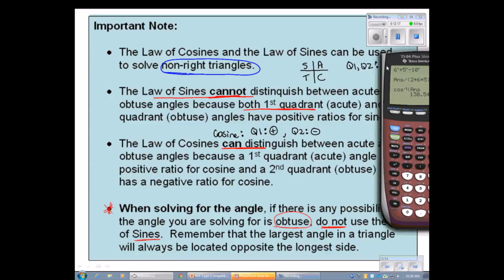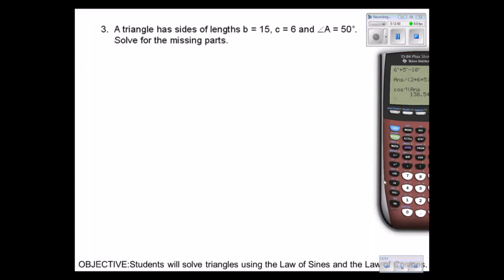Well, how are you going to know if it's obtuse? From geometry. Remember that the largest angle in a triangle will always be located opposite the longest side. Largest angle across from longest side. That's how we'll figure out what to do. Let's put that to good use.